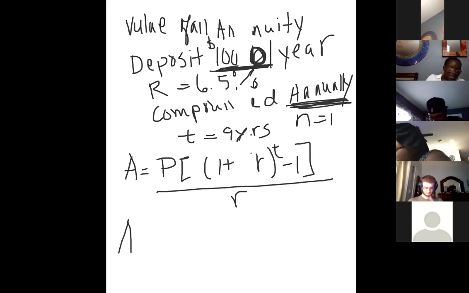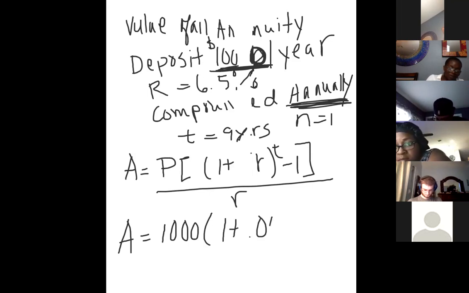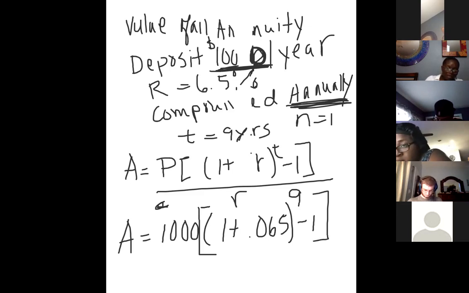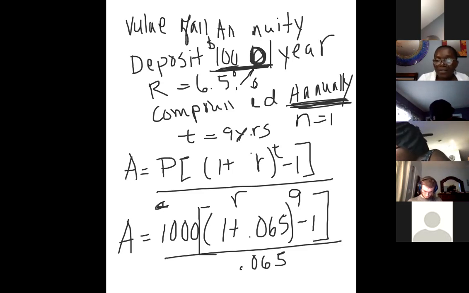Very good call. So now we're going to plug in the values. 1,000, parentheses, 1 plus 0.065, and we're going to raise that to the ninth. We need a bracket after the 1,000, you're right. Then minus 1, close off the bracket, and all of this gets divided by 0.065. All right, you guys give it a try.